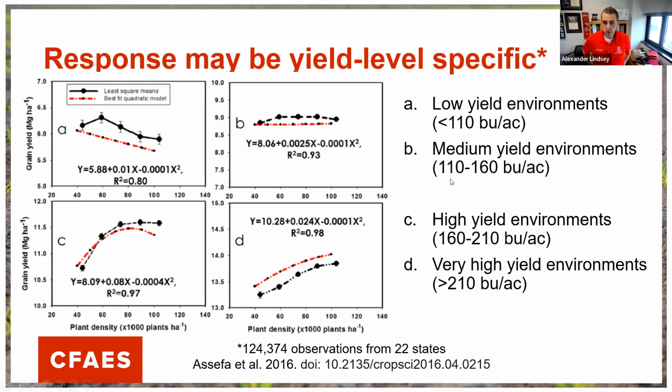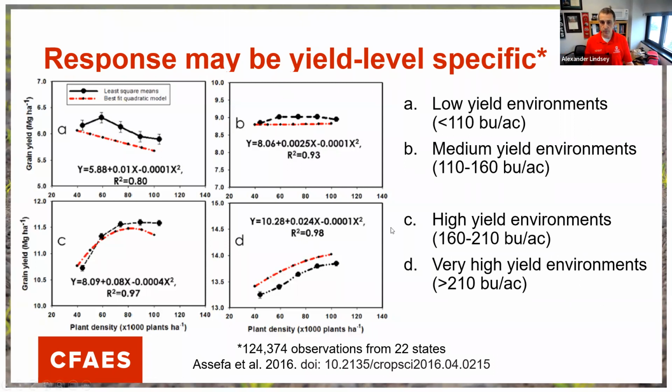And the response that we observe might be yield level specific. In low yield environments like we see in A, the linear decrease may be the most predominant version of what we see. In a medium yield environment, it might be more of a flatter quadratic or no real change. Basically, adding more plants is enough to offset the yield reduction per plant. And so it's a net change of 0.